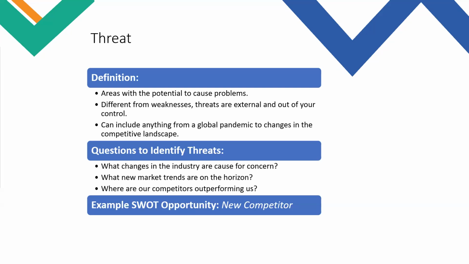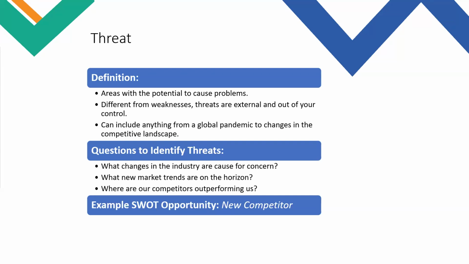Now, here are a few questions that you can ask yourself to identify these external threats. What changes in the industry are cause for concern? What new market trends are on the horizon? Where and why are our competitors outperforming us? Those are the main threats that you need to look at.